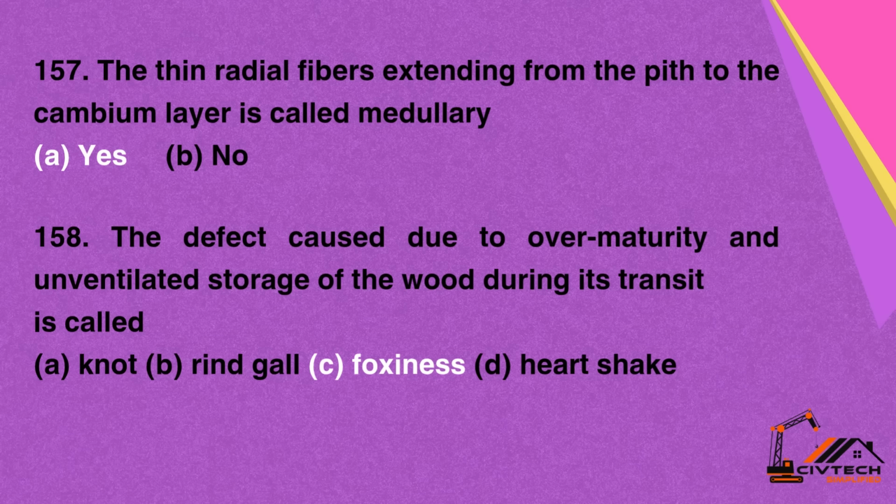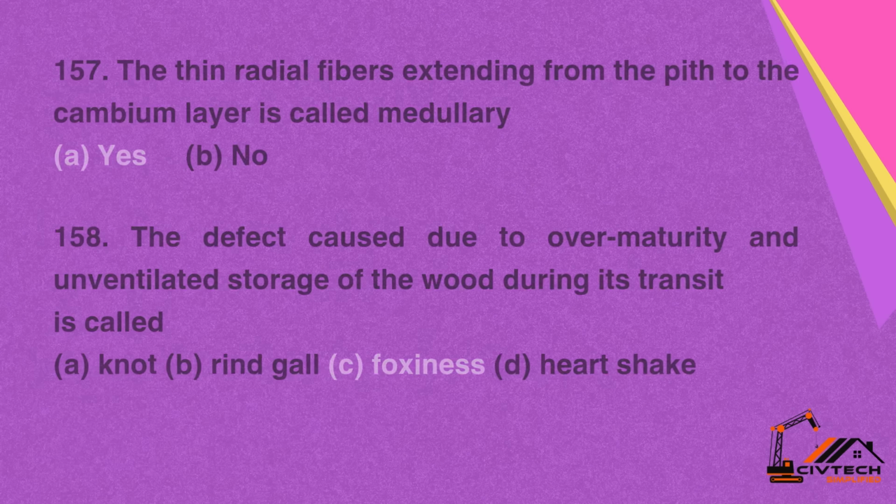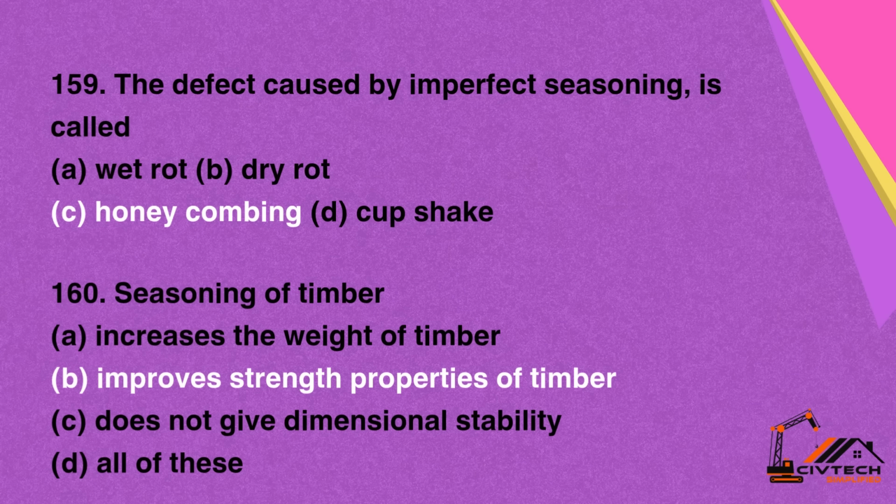A. Yes. 158. The defect caused due to overmaturity and unventilated storage of the wood during its transit is called A. Knot, B. Rind gall, C. Foxiness, D. Heartshake. Correct option. C. Foxiness. 159. The defect caused by imperfect seasoning is called A. Wet rot, B. Dry rot, C. Honeycombing, D. Cupshake.